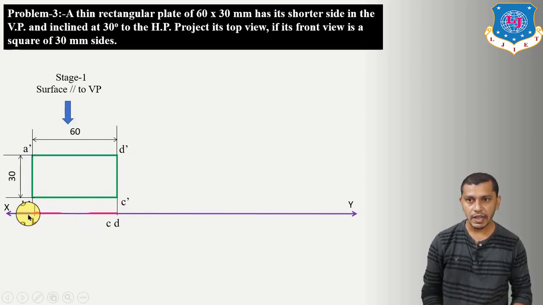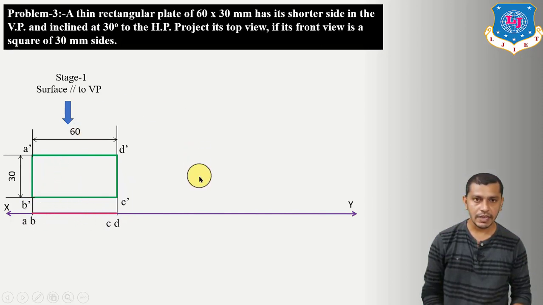This will be our plan, and right now the plan is a line because we have assumed that the surface of the rectangle is parallel to the vertical plane, so it will remain perpendicular to the horizontal plane, and if the plane is perpendicular to the horizontal plane, the plan will be a line.